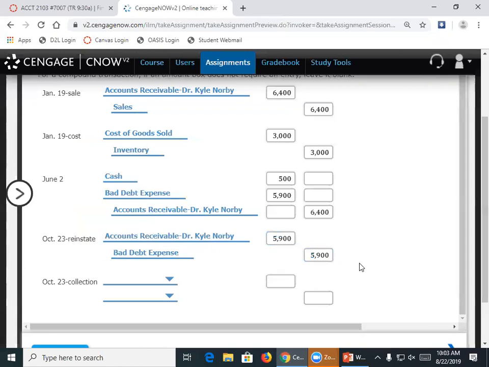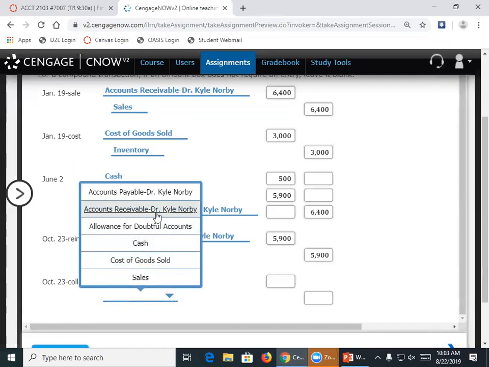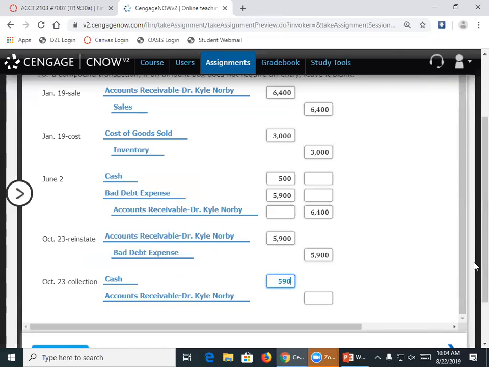And then on the second entry, when we collect, what would I debit and credit? Cash and accounts receivable. Perfect. You got it. So cash gets debited and accounts receivable gets credited for the $5,900. Make sense? That one's not too bad.